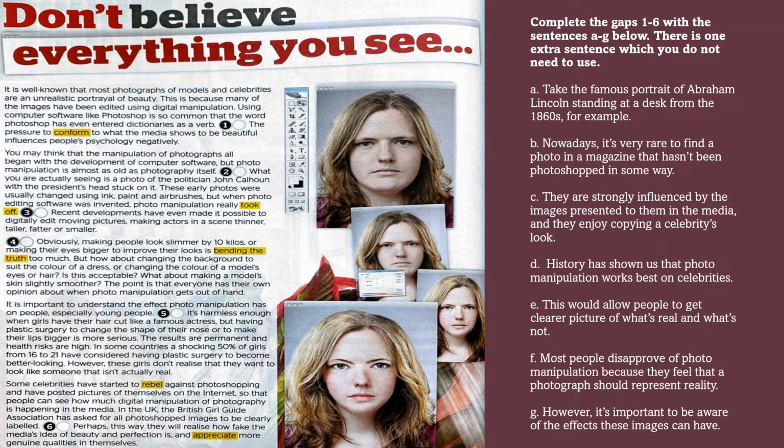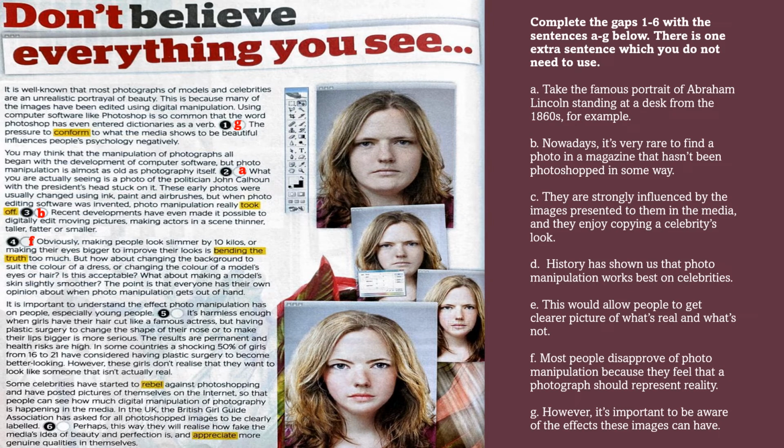Now let's check which sentences suit the gaps in the text. Let's check the first gap. The answer is sentence G. Gap 2. The answer is sentence A. Gap 3. The answer is sentence B. Gap 4. The answer is sentence F.